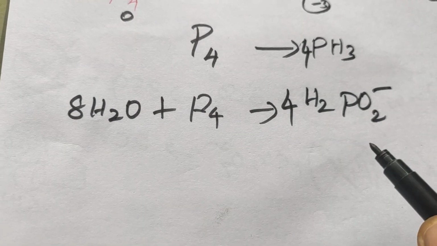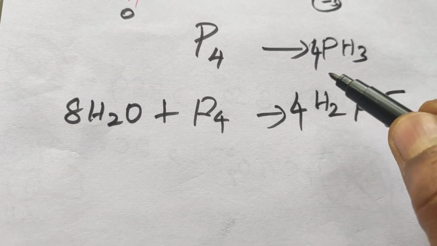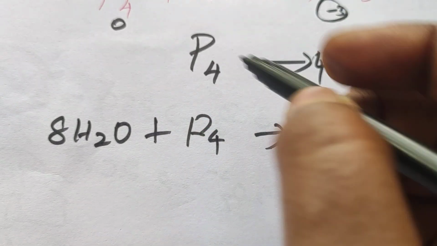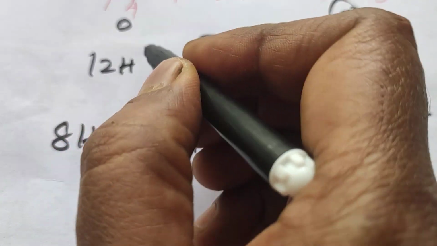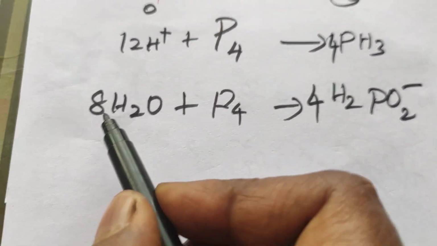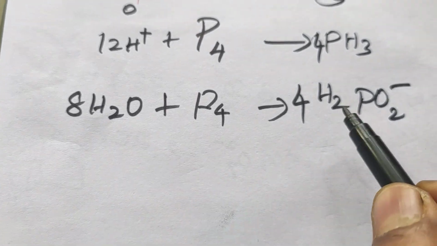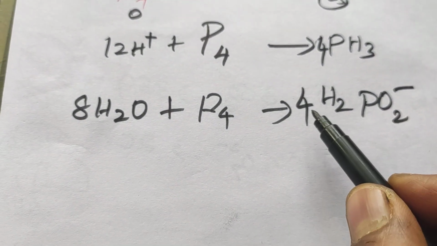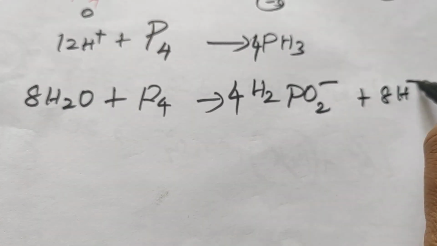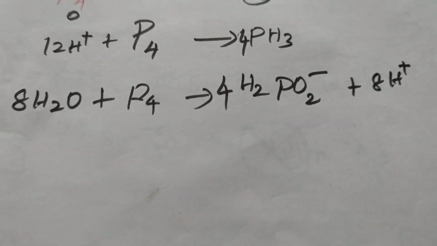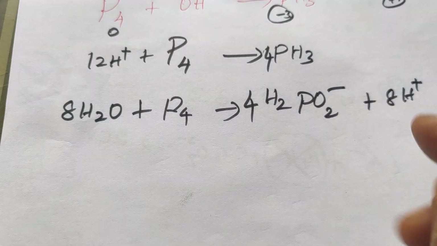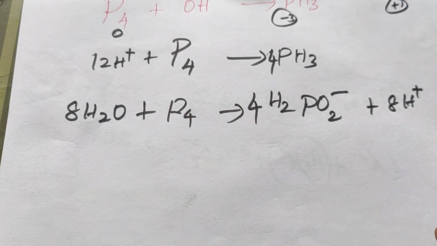Next step, balance hydrogen by introducing H+ ion. In the first equation, 4 threes are 12 hydrogens. So on the left hand side you will introduce 12 H+ ion. Similarly in the second equation, 4 twos are 8 hydrogens on the right and 16 on the left. So there is a shortage of 8 hydrogens here, therefore 8 H+. So hydrogen is balanced by introducing H+ ion, whereas oxygen is balanced by introducing water.